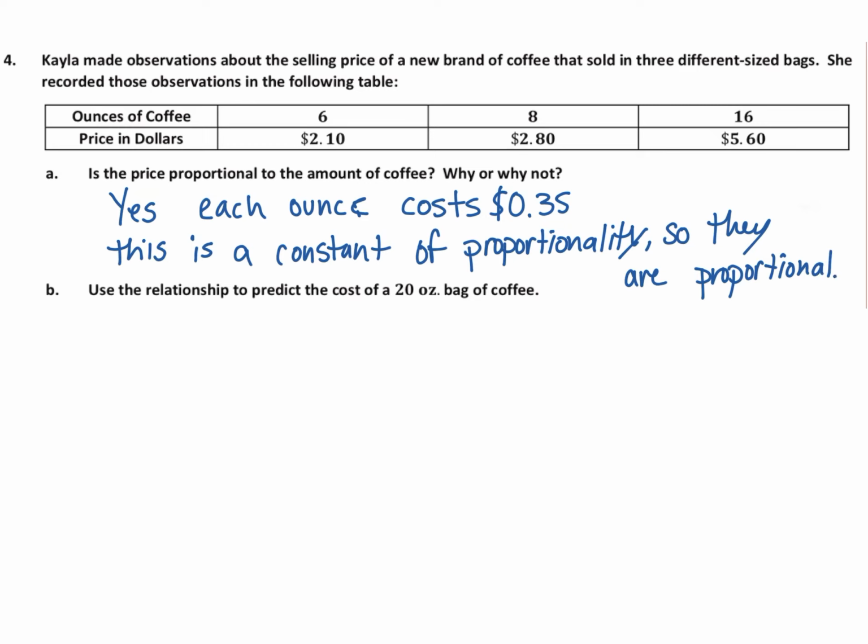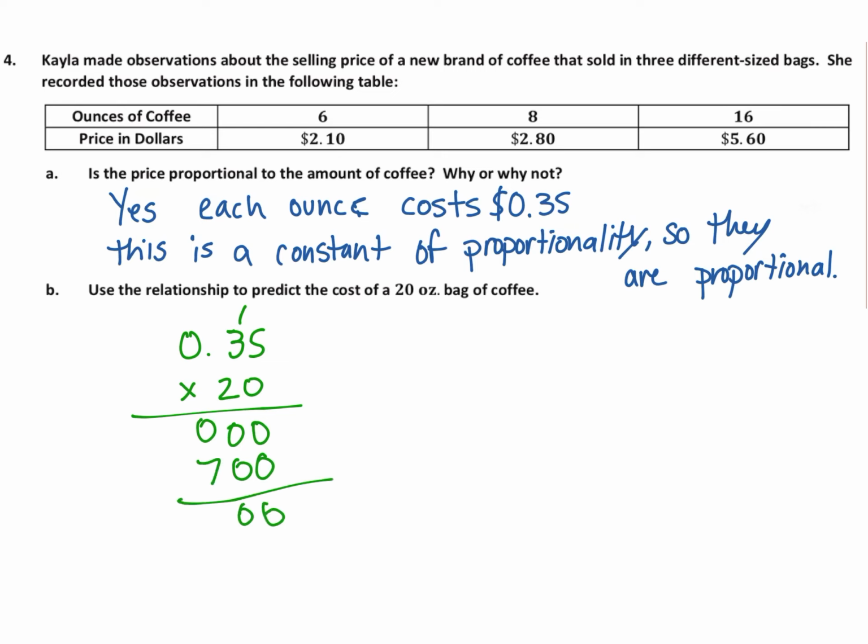B says use the relationship to predict the cost of a 20-ounce bag. If each ounce costs 35 cents and we need 20 ounces, we need to multiply. Don't forget your place value spacer. 2 times 5 is 10. Carry your 1. 2 times 3 is 6, plus 1 more is 7. That's supposed to be a 0. Looks kind of like a 6.